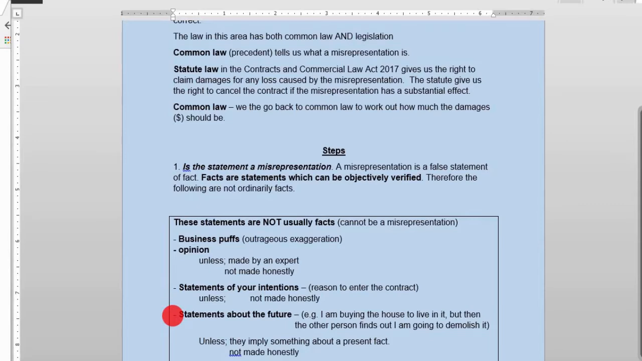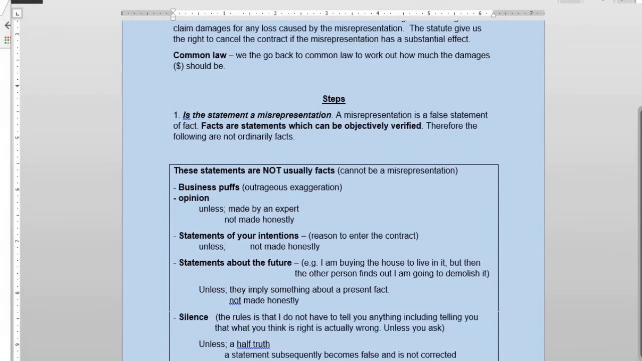Then we have statements of intention and statements about the future. These are both about what's going to happen, and misrepresentations are considered statements of present fact. Therefore, statements about the future are not normally a misrepresentation unless they are, like opinions, not honestly made, or they imply something about a present fact. We'll look at an example.